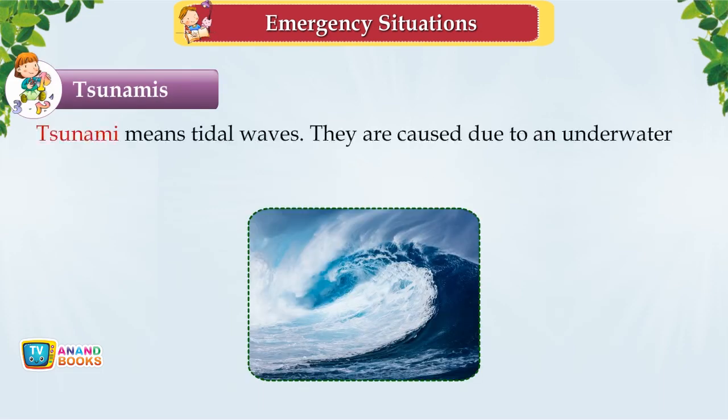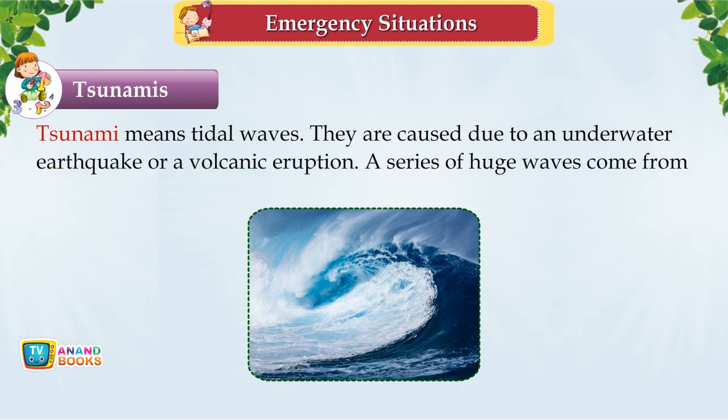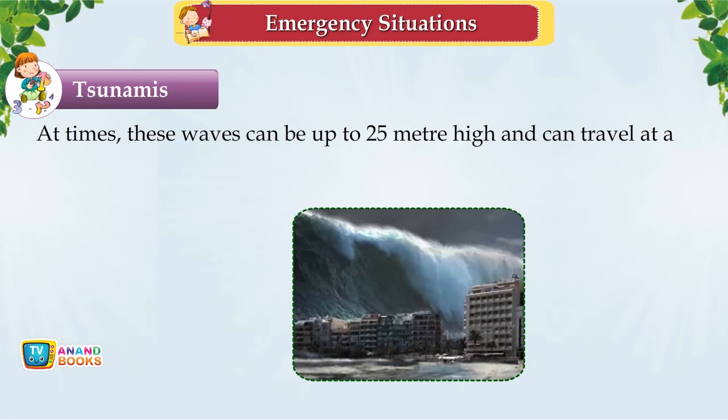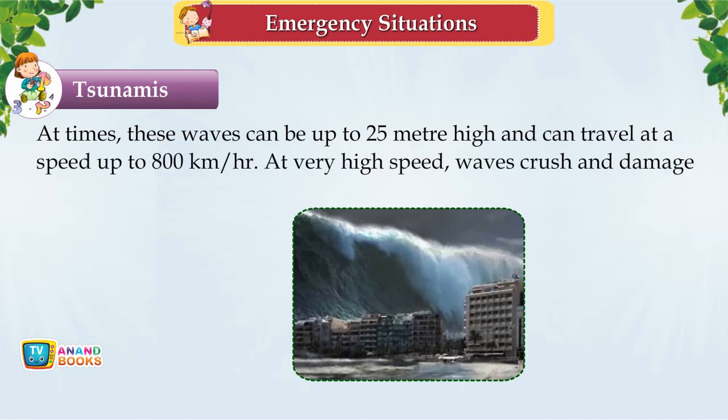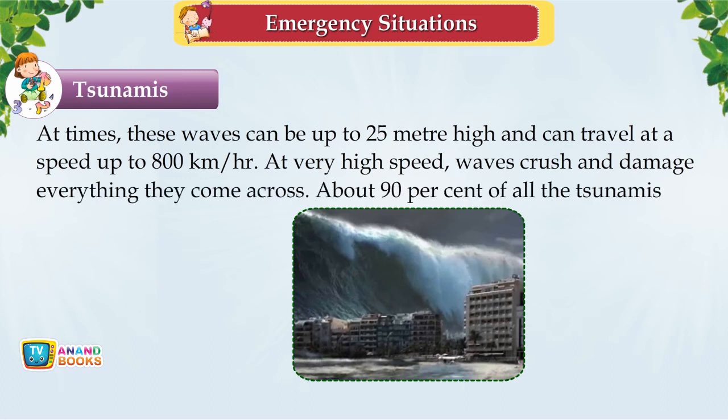Tsunamis. Tsunami means tidal waves. They are caused due to an underwater earthquake or a volcanic eruption. A series of huge waves come from the sea, rolling towards the shore. At times, these waves can be up to 25 meters high and can travel at a speed of 800 kilometers per hour. At very high speed, waves crush and damage everything they come across.